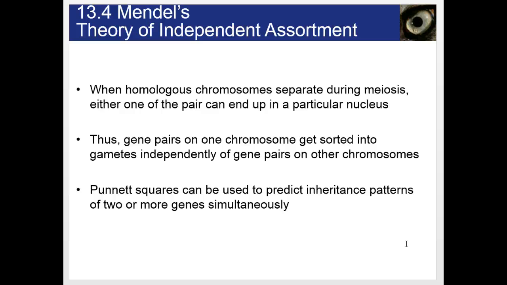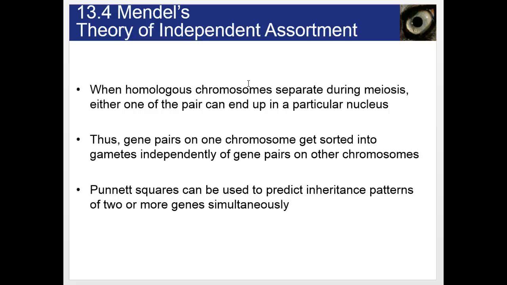Then came Mendel's theory of independent assortment. So when homologous chromosomes line up during meiosis, so again, that's the making of sperm and egg, your homologous chromosomes should separate into separate gametes, separate sperms or separate eggs. Either one of the pair can end up in a particular nucleus. Thus, gene pairs on one chromosome get sorted into gametes independently of gene pairs on other chromosomes. And Punnett squares can be used to predict inheritance patterns of 2 or more genes simultaneously.